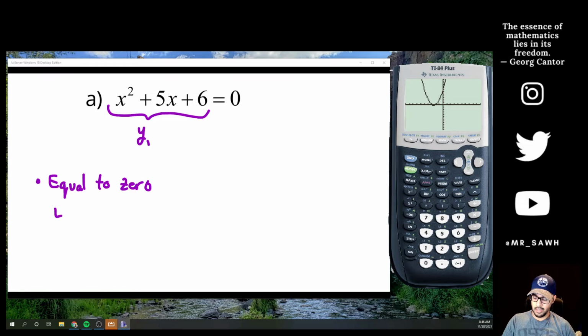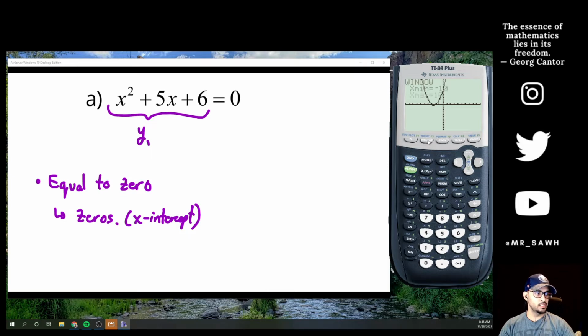So on my calculator, we are going to find the zeros. And really what that means is we're going to look for the x-intercepts, because those are going to be the values of x that, if I were to put them back into the equation, will make this true, right? It'll make it equal to 0. Now it's hard to tell exactly where my x-intercepts are here, so we're going to zoom in a little bit.